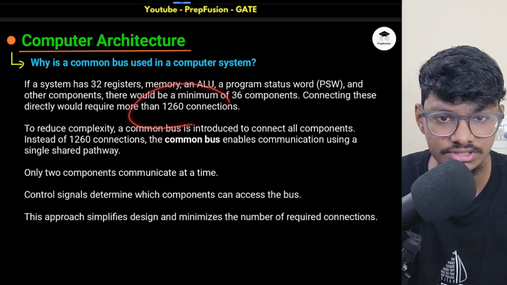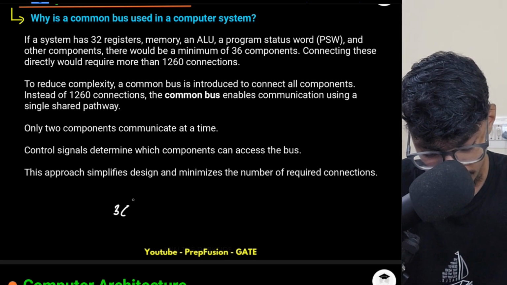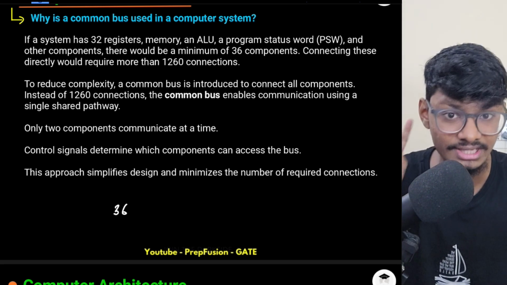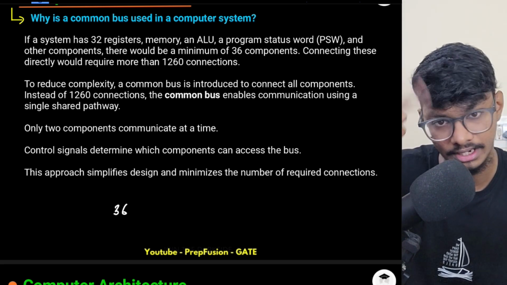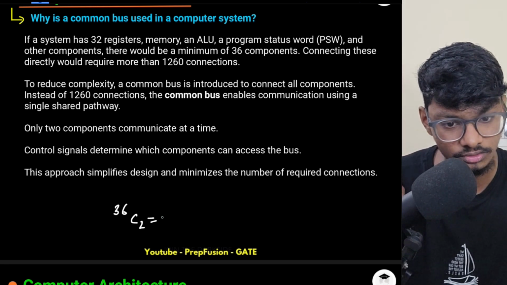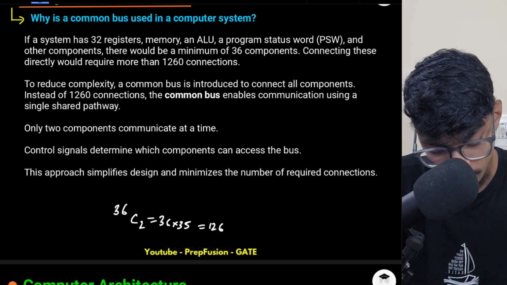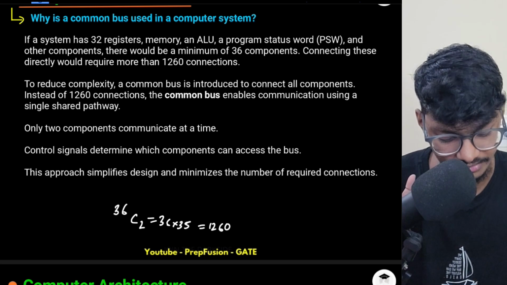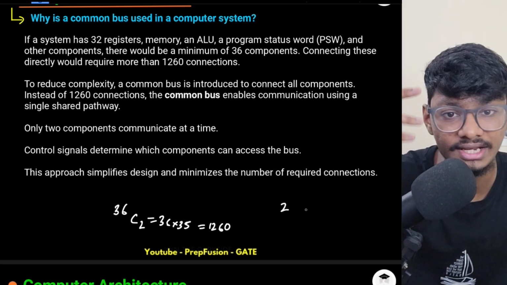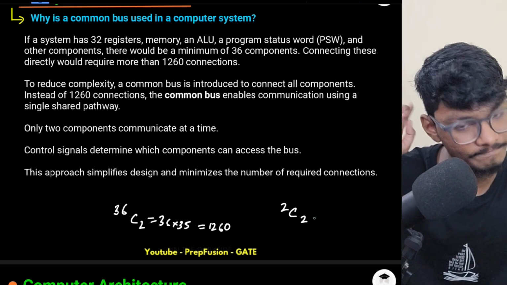How am I getting this 1260? Basically, I have a total of 36 components, and I have to choose any two, because any two should be interconnected. How many ways can I choose two? It is 36C2, that is 36 into 35 divided by 2. Let's take a smaller example. If I have two components and want to connect them, there is only a single way. It is 2C2.